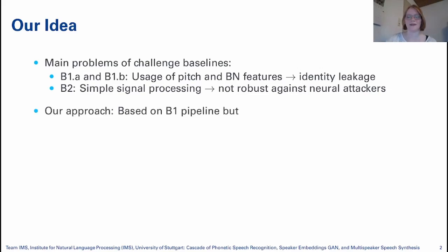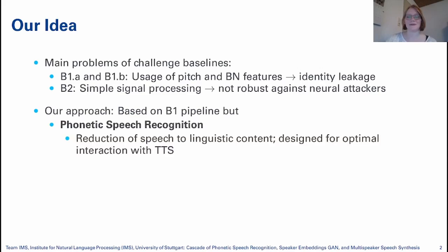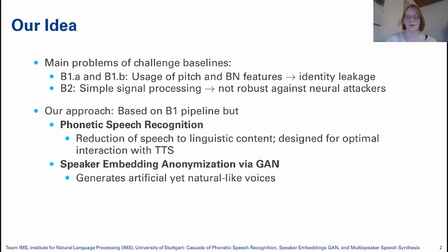Our approach is based on the pipeline of the primary baselines, but we use a phonetic speech recognition model. This means that we reduce the speech to its linguistic content in form of phones. This is good because this is designed for an optimal interaction with the TTS. In the TTS itself, we don't have to phonemize the text anymore, which means that this whole pipeline is less error prone. We use a speaker embedding anonymization method using a GAN model. This generates artificial, so non-existent voices that are still natural-like.